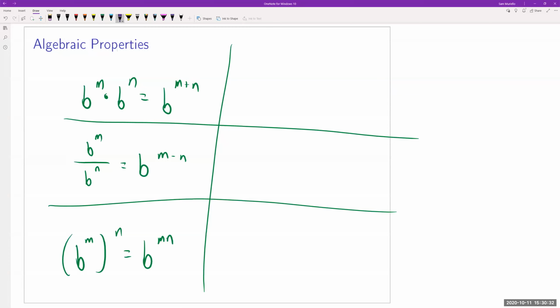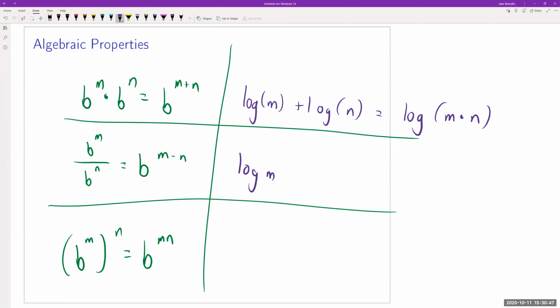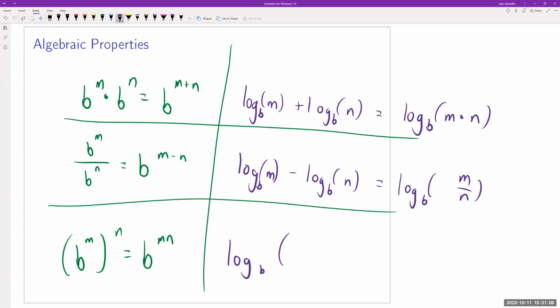Each of these properties has a logarithmic mirror. Log of m plus log of n is equal to log of m times n. And log of m minus log of n will be the log of m over n. In all of these cases, these logs can be of any base. It does not matter what the base is. And similarly, if I take the log of any base of m to the power of n, then I can pull the n out front in multiplication.